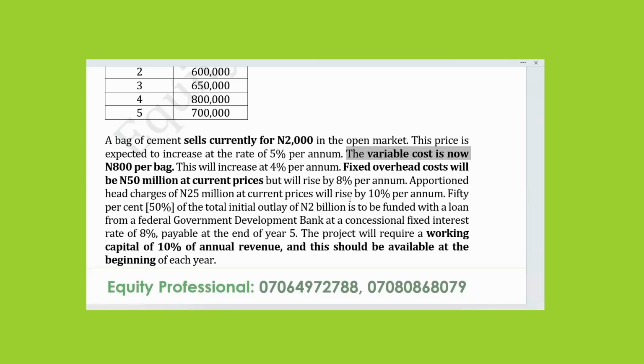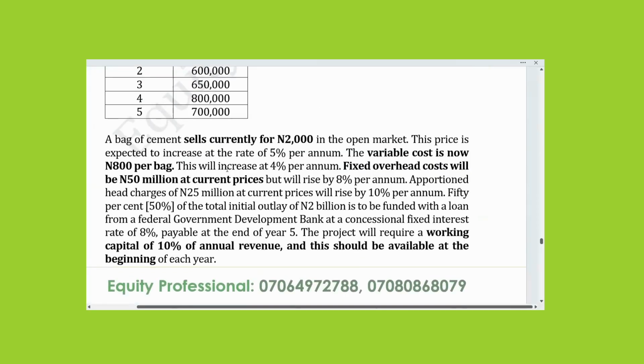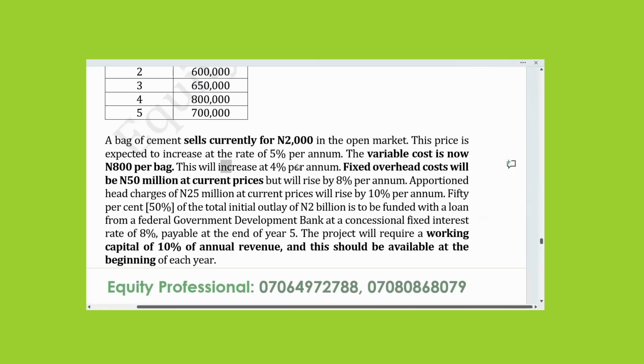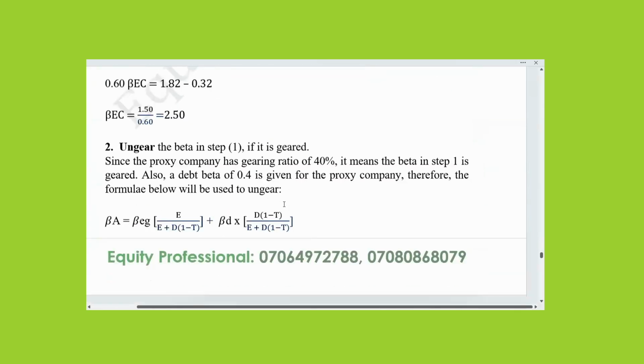So if the examiner does not use now, they can use today's price. They can use immediate price. They can use year zero price. So it is real cash flow. So this variable cost of 800 naira is real cash flow. And because it is stated in today's price, inflation must start from year 1. So what's the inflation rate? We are told that it will increase by 4% per annum. 800 naira will increase by 4% per annum.